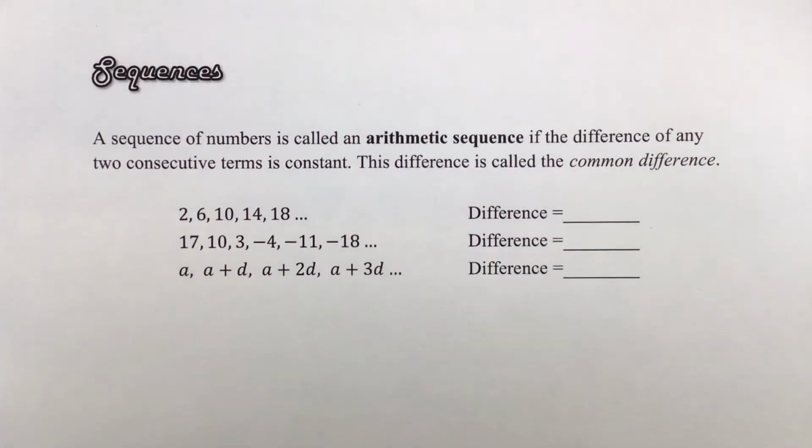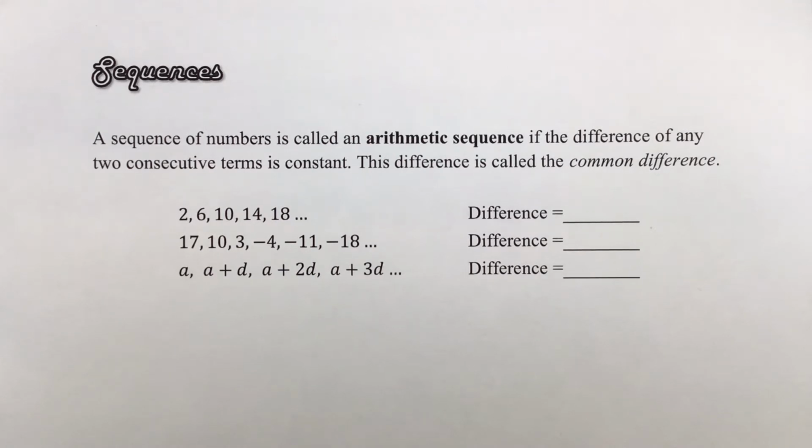In this unit, we're going to be looking at sequences and series. In this particular video, we're only going to be looking at sequences. Simply put, a sequence is a pattern of numbers. And there's all kinds of different sequences that do exist. In this video, we're only going to be looking at two types of sequences. One is called an arithmetic sequence, the other is called a geometric sequence.